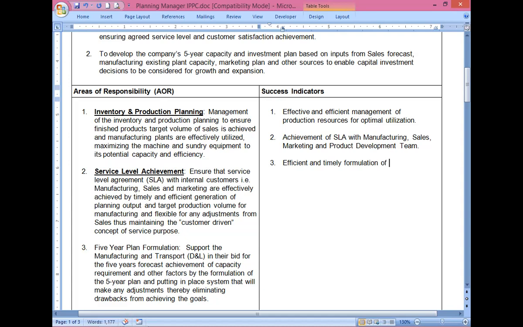Of, again, 5, hyphenated, 5-year plan, and make adjustments.